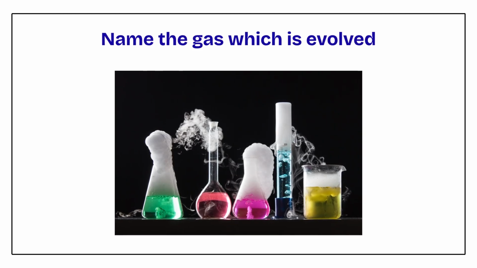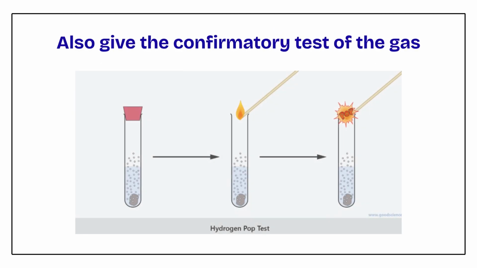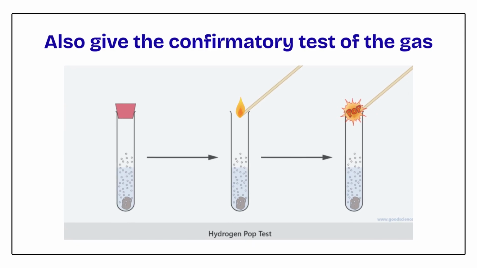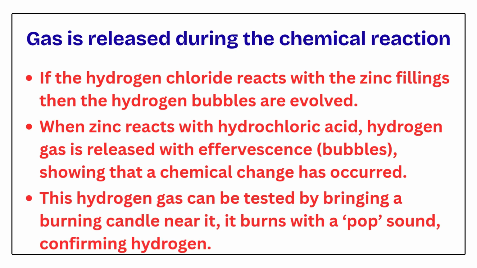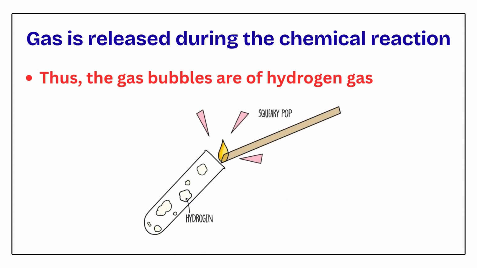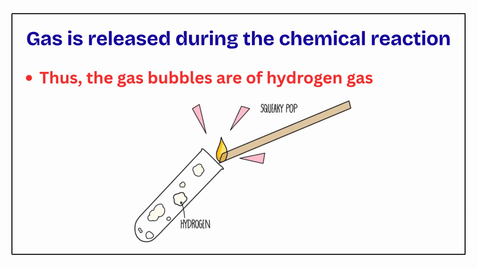And then comes the important question: name the gas that is formed and also give a confirmatory test of this gas. So this gas which is released when the metal reacts with an acid is the hydrogen gas. And the test for hydrogen gas is when we bring a burning candle near the gas bubbles, we hear the pop sound. Thus, it confirms that the gas bubbles are of hydrogen gas.